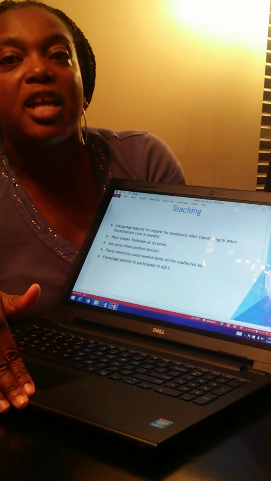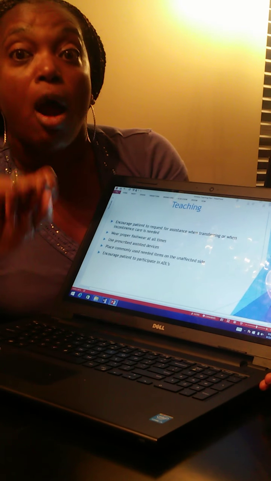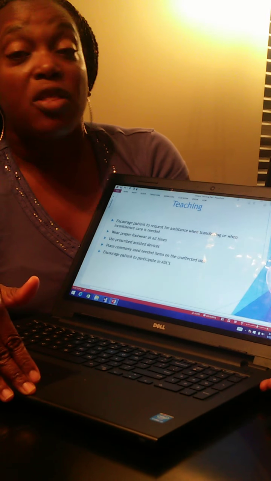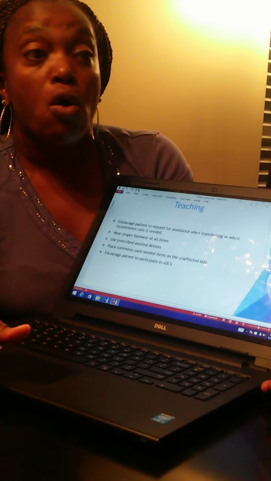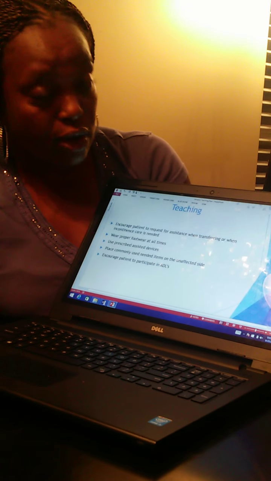You always want your patients to wear the proper footwear because that is one of the biggest reasons why our patients have falls. They are not wearing the proper footwear, whether that could be diabetic shoes or non-skid socks, whatever it may be, they need to have on the proper footwear.